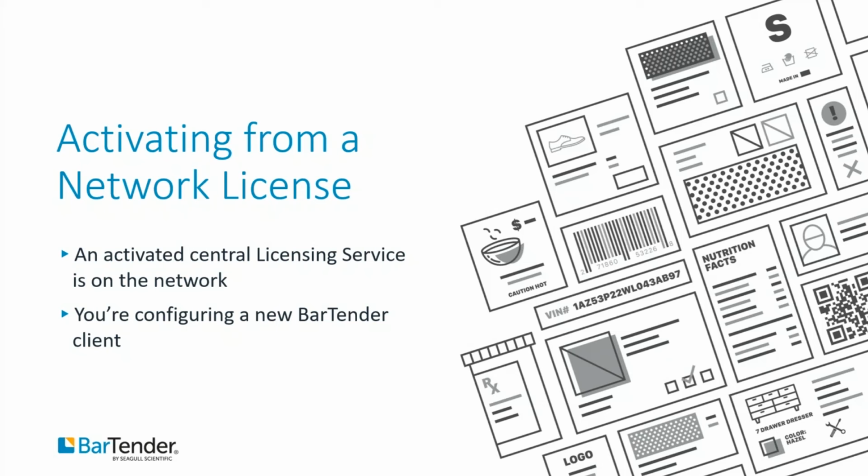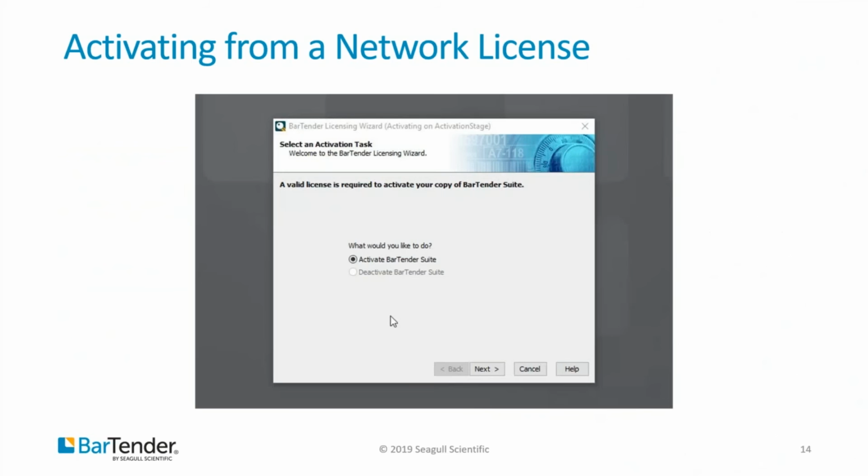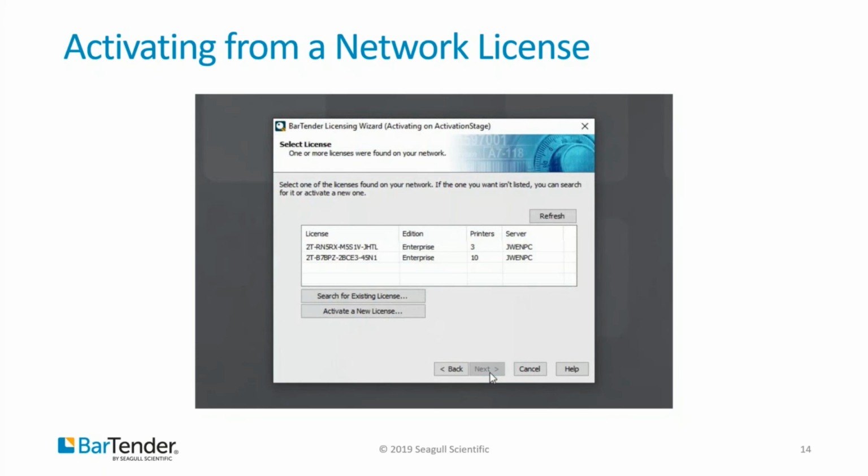We're going to be prompted with kind of the same scenario. Perhaps we don't know our key code because it's just not available to us for whatever reason. So this is going to be that kind of scenario. So we're going to be activating from a network license. So let's go ahead and review that video now. So we're going to get this dialog here. So what we'd like to do, we're going to want to activate our BarTender license.